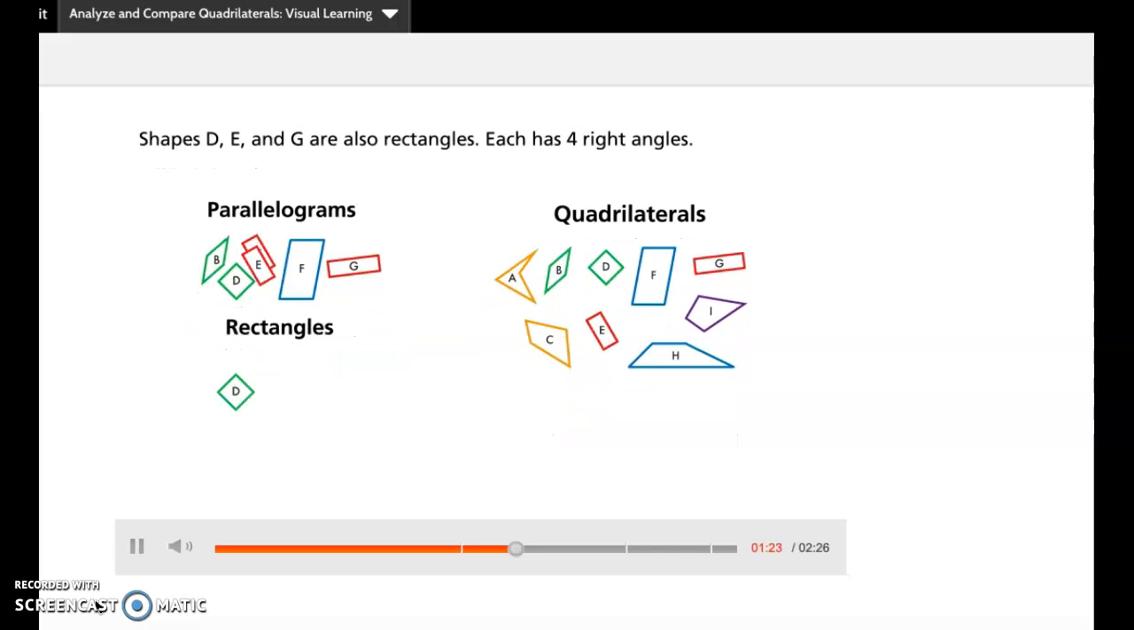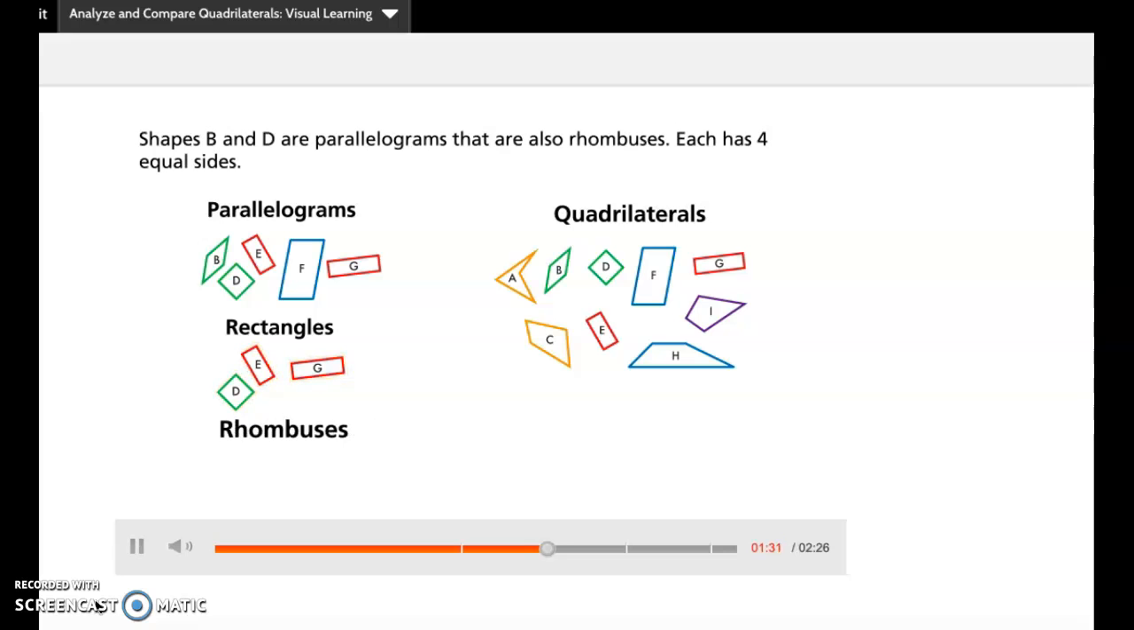Shapes D, E, and G are also rectangles. Each has four right angles. Shapes B and D are parallelograms that are also rhombuses. Each has four equal sides.